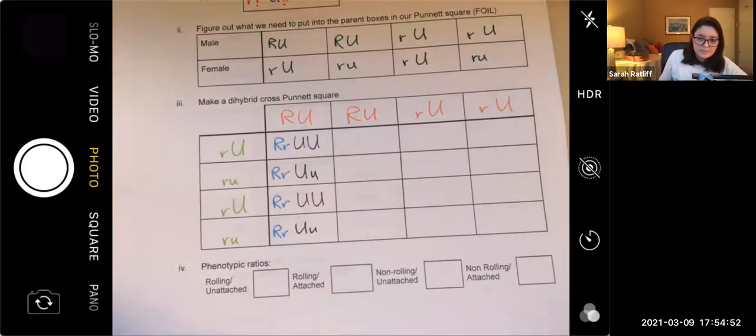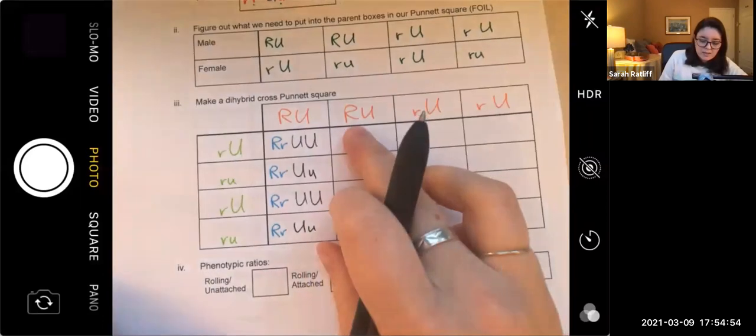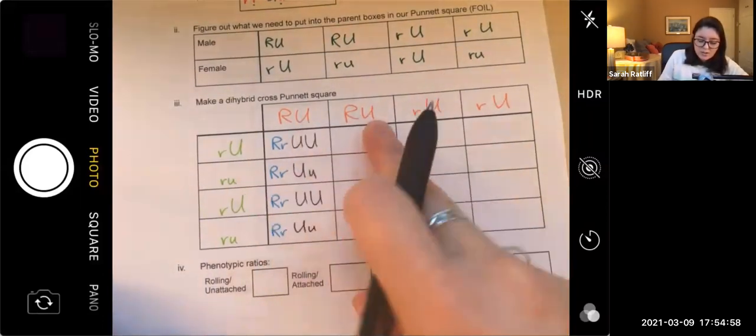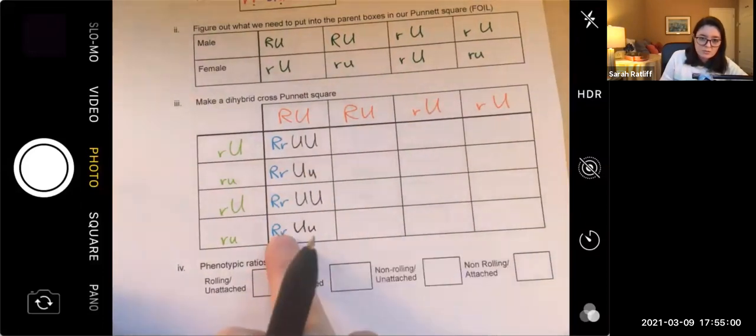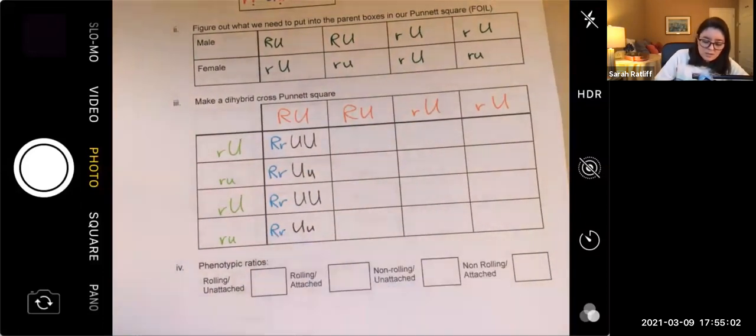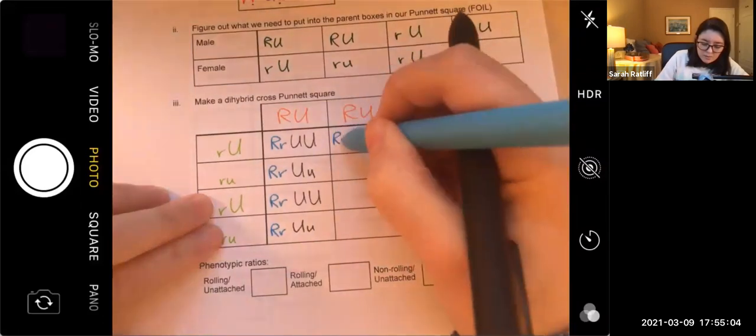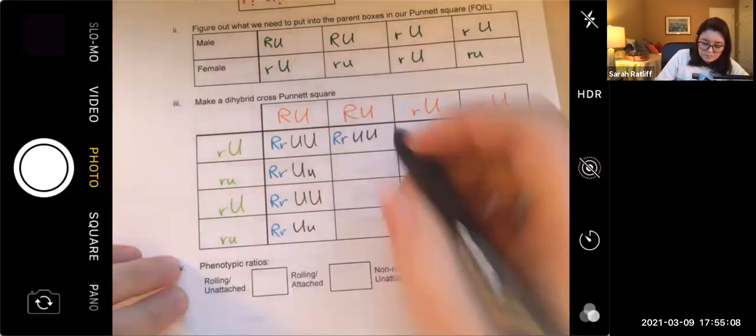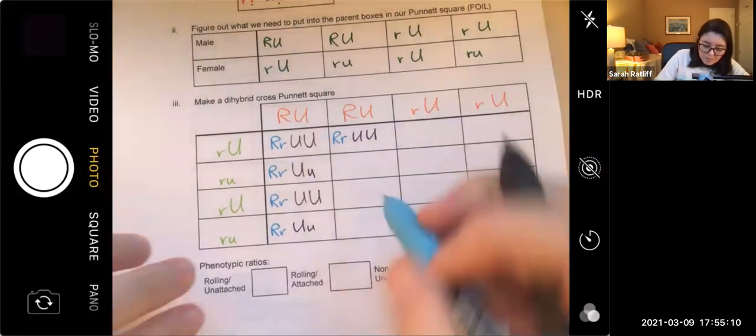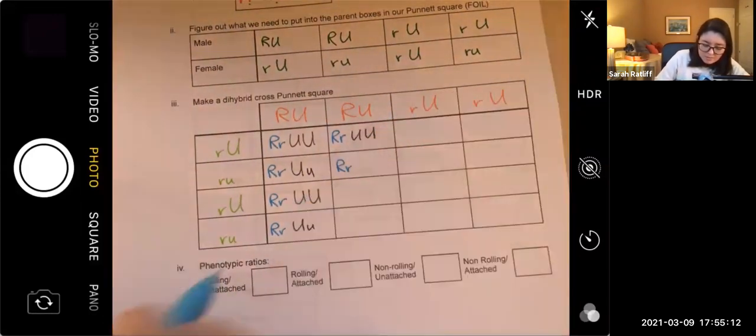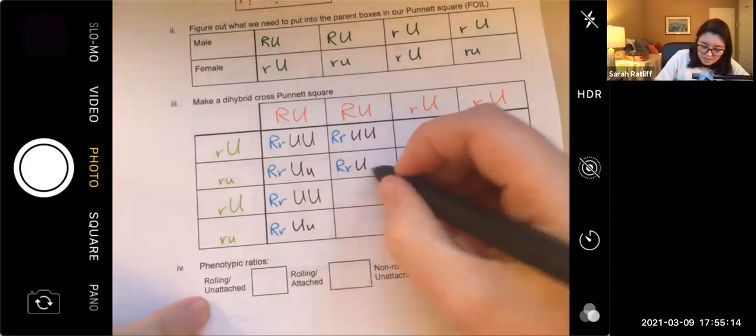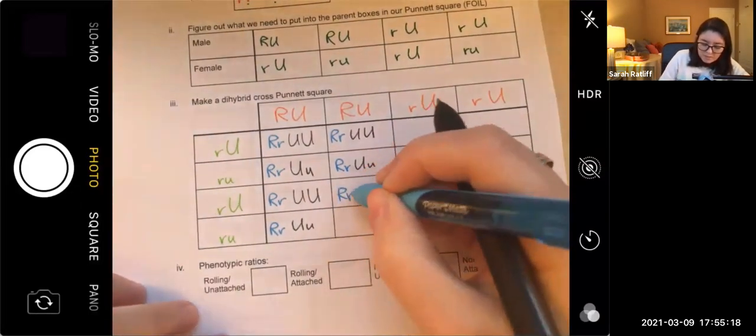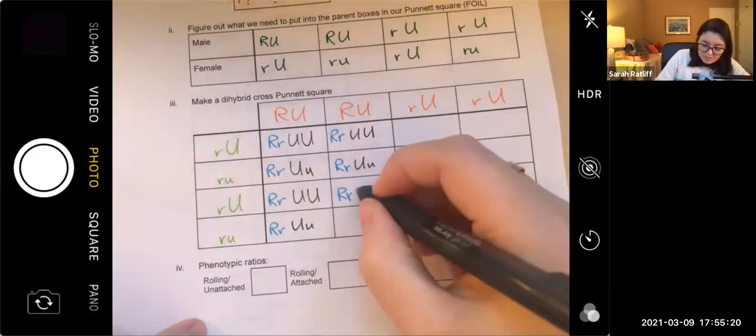What's kind of cool is that now we know that this one is the exact same genotype as this one. So we can just copy down what we just wrote. Easy peasy. Big R from dad, little r from mom, big U from each parent. Big R from dad, little r from mom, big U from dad, little u from mom. Big R from dad, little r from mom, big U from each.